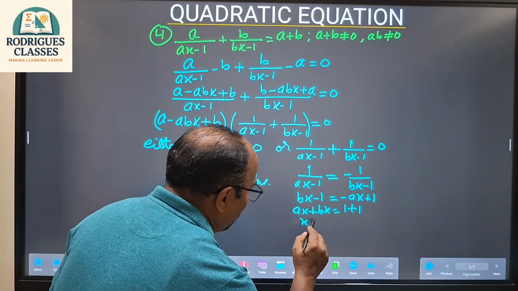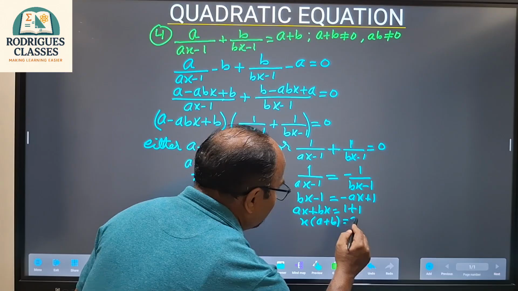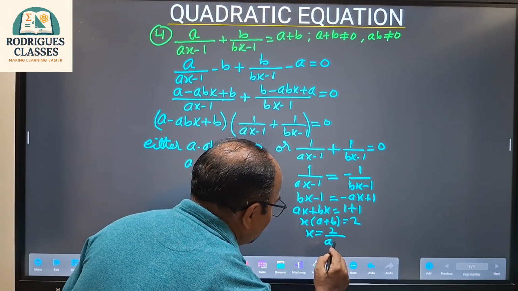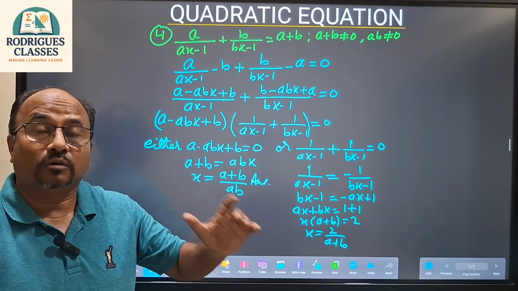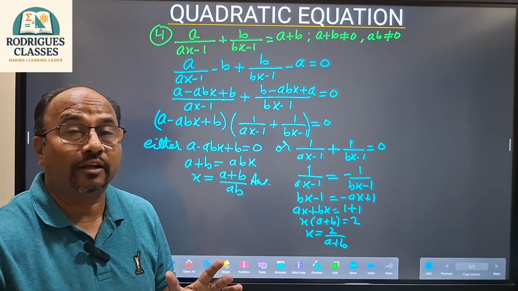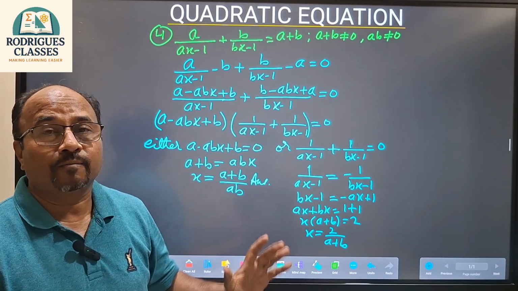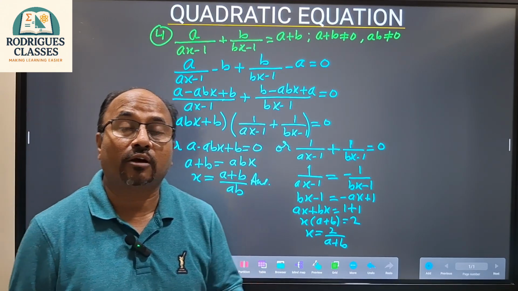You have x common here. So a plus b equals to 2. So finally you have the answer. X is equals to 2 by a plus b. So this sum requires a lot of practice for you to get used to how to solve this. Go through it again and again unless you understand, and then try to work it out on your own.